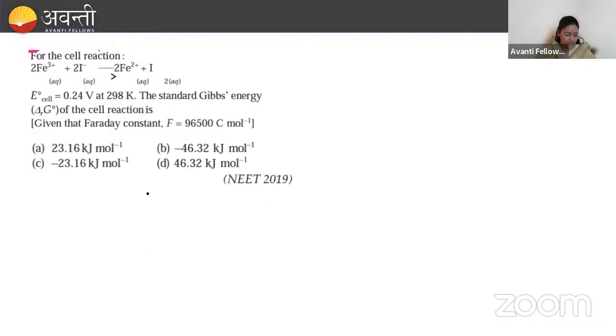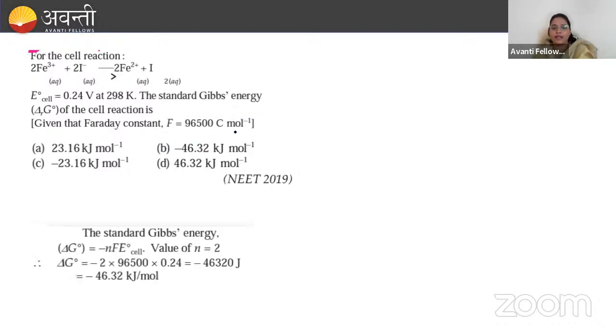So here we are given the cell reaction and E cell, and we need to calculate delta G. So you know the formula, delta G is equal to minus nFE cell. Okay, what is the value of n? n is equal to 2, the number of electrons involved. So just put 2. F का value you know, 96500, that is Faraday's constant, and 0.24, and that E cell is given in the problem itself. Calculate that, you will get the answer in joule, but you need to find the answer in kilojoule. So our answer here will be B.